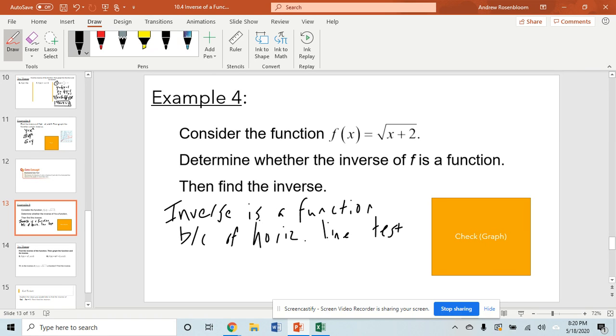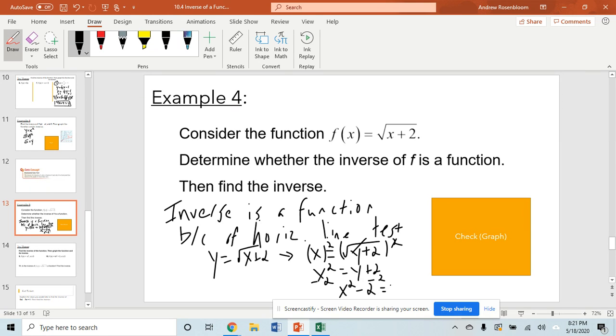And now let's find the inverse. So I'm going to have y equals the square root of x plus 2. I've got to switch mine around. So I'm going to have x equals the square root of y plus 2. Now I've got to square both sides. So I'm going to have x squared equals y plus 2, because this will cancel out. Subtract the 2. I'm going to get x squared minus 2 is equal to y. And there's my inverse. Okay?